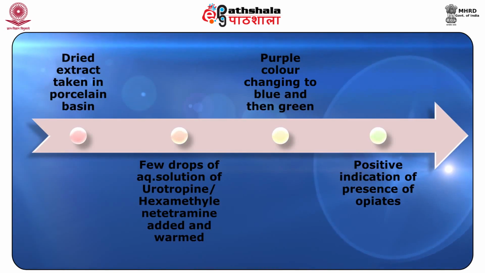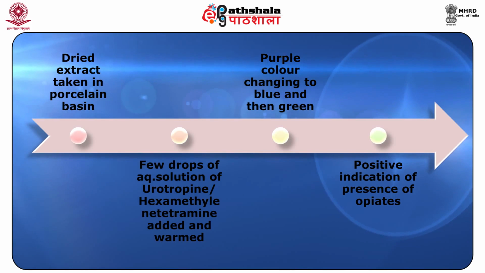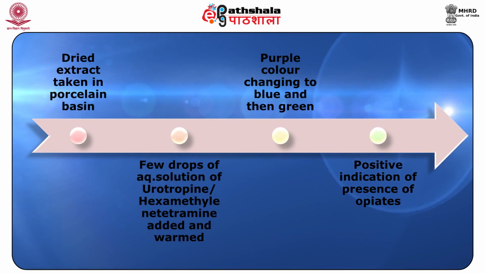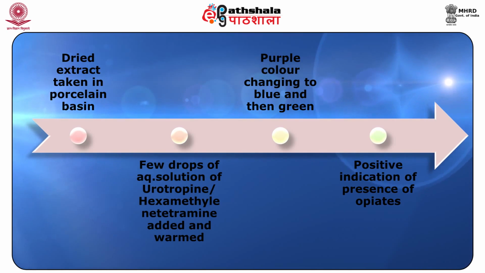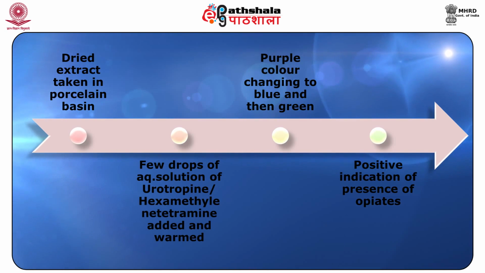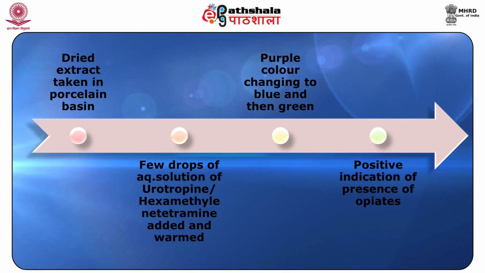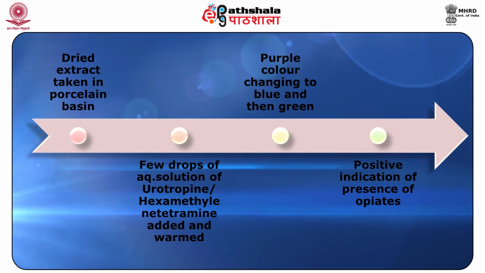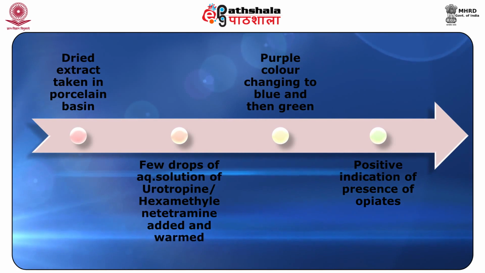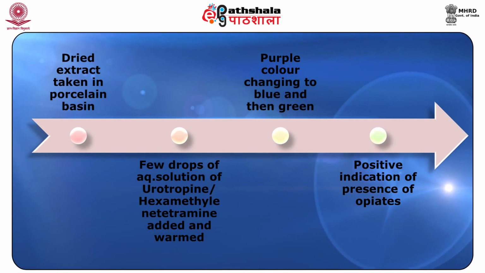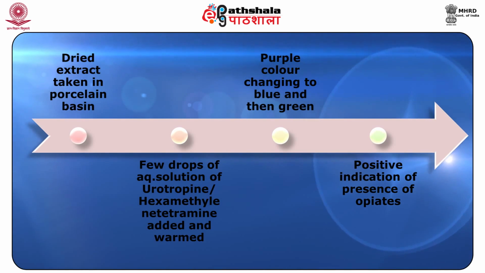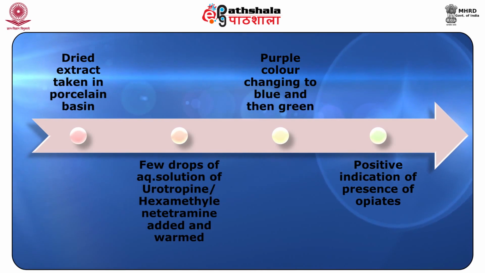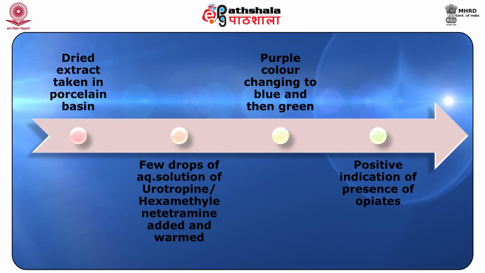Now let us learn about the urotropin test. Procedure: a small quantity of dried extract is taken in a porcelain basin. A few drops of aqueous solution of urotropin or hexamethylene tetramine is added and warmed slightly. A purple color changing to blue and then green is observed for positive indication of presence of opiate.